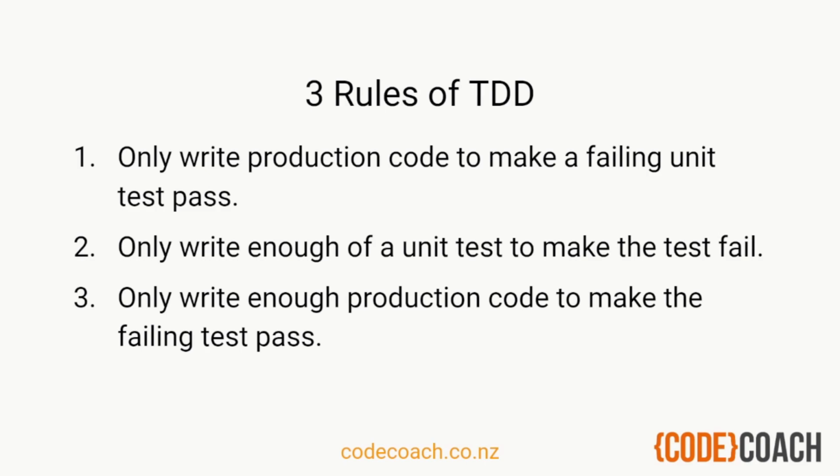So only write enough of a unit test to make the test fail, and only write enough production code to make the failing test pass. That rule number 3 is all about keeping the code as simple as possible. It's easy to overcomplicate things. As developers, we like complexity. Well, humans like complexity, and TDD helps us counteract that complexity.